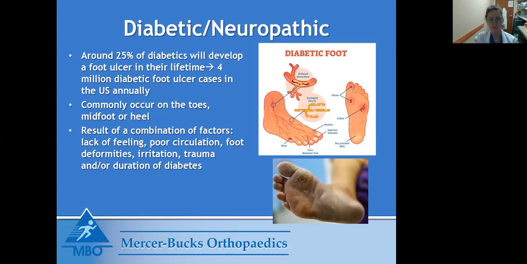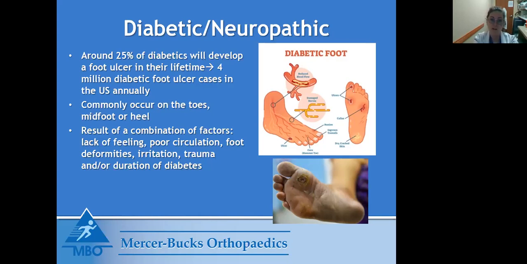The wounds that develop on diabetics and neuropathics are commonly on the toes, the midfoot or the center part of the foot, or the heel. They result due to a combination of factors. Typically there's a lack of feeling combined with poor circulation. In addition, there is foot deformity, such as hammer toes or bunions. These rub or are irritated by shoes, and then you develop a wound.